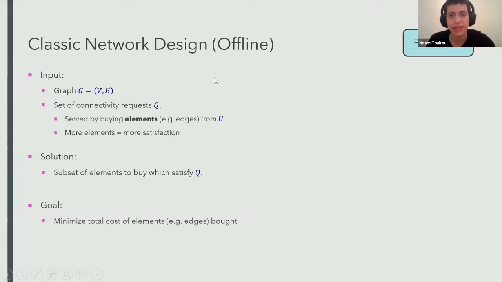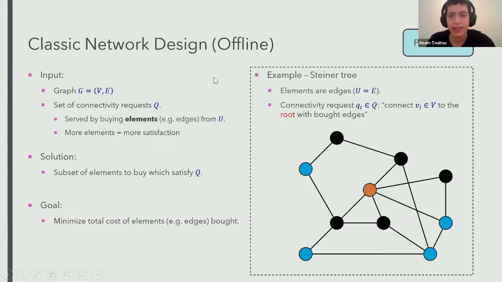So here's a concrete example. So this example is Steiner tree. So here the elements are the edges of the graph, and the connectivity request is of the form connect some node in the graph to the root using edges. So you have this root here in orange, and a solution would be this set of edges which connects every request to the root.